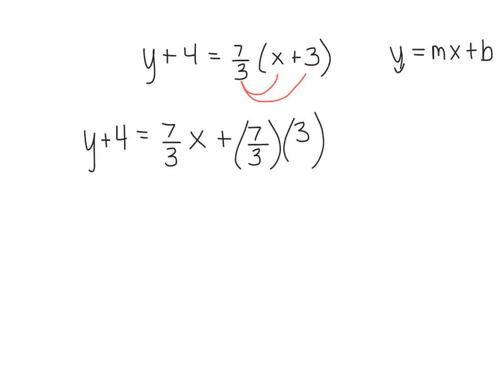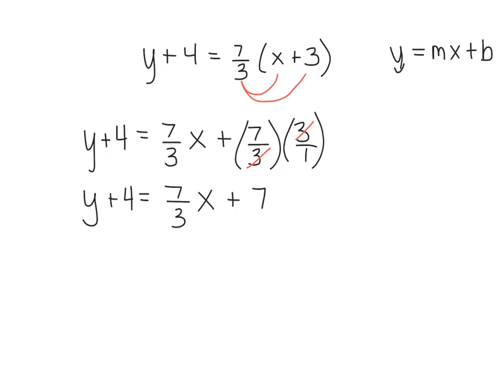Now we're multiplying a fraction by a whole number. So we can write the whole number as a fraction just by placing a 1 underneath it, underneath the fraction bar. And if you'll notice, the numerator is a 3, and then the denominator is also a 3. So we can cancel out those like terms on the top and bottom. So that just leaves us with a 7. And then the 7/3 x stays as is, and we have y plus 4 on the left side.